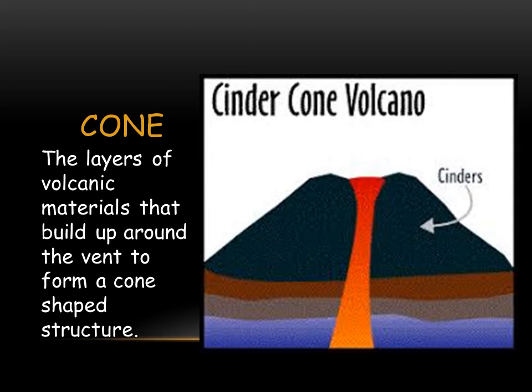The second part is cone. You can see even in the figure, when the lava is coming out from the cracks, it is making layers upon layers of volcanic material, the materials that build up around the vent to form a cone-shaped structure. So this is called cone just because of the shape of this structure.